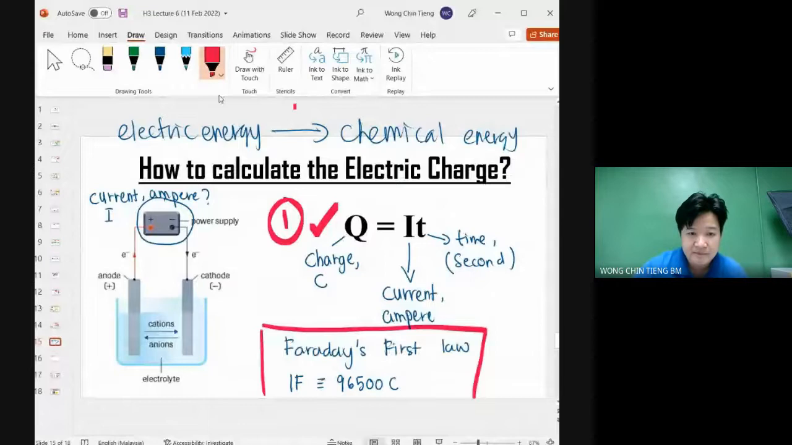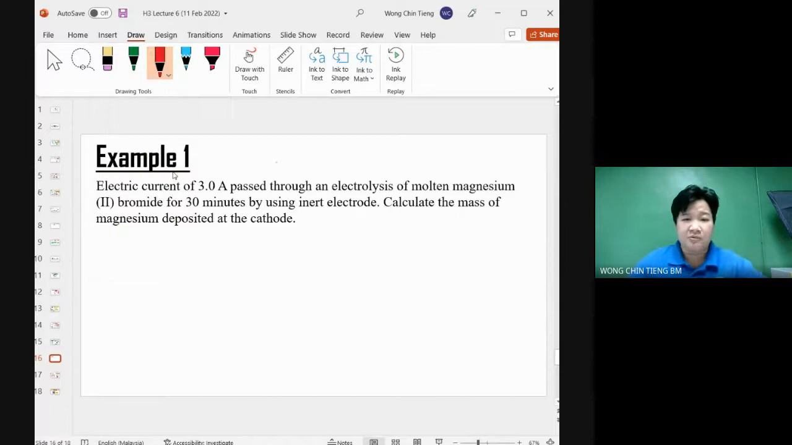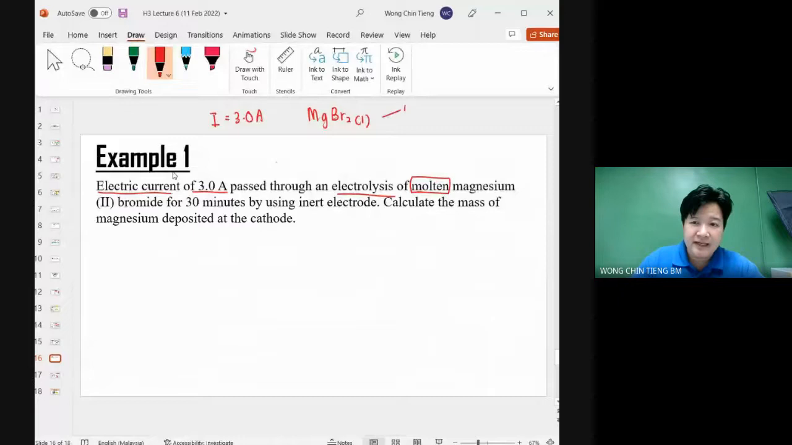Alright, let's. The first example and the last example for today. Boleh kira sama-sama, I'll be very happy. So the first example, the electric current 3 ampere. So saya ada I sama dengan 3.0 ampere. Pass through an electrolysis of a molten. Molten adalah soalan senang. Molten bermakna MgBr2 liquid. Dan bila liquid, saya hanya ada Mg2+ liquid. Dan saya hanya ada Br- liquid. Selesai. Okay, liquid. For the time adalah 30 minutes.